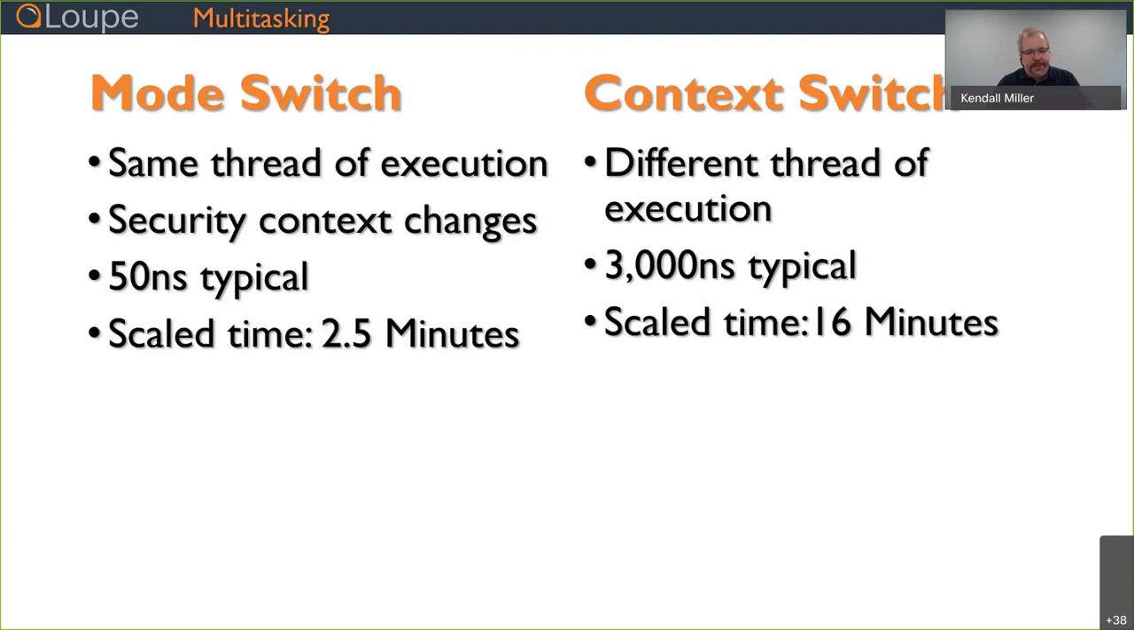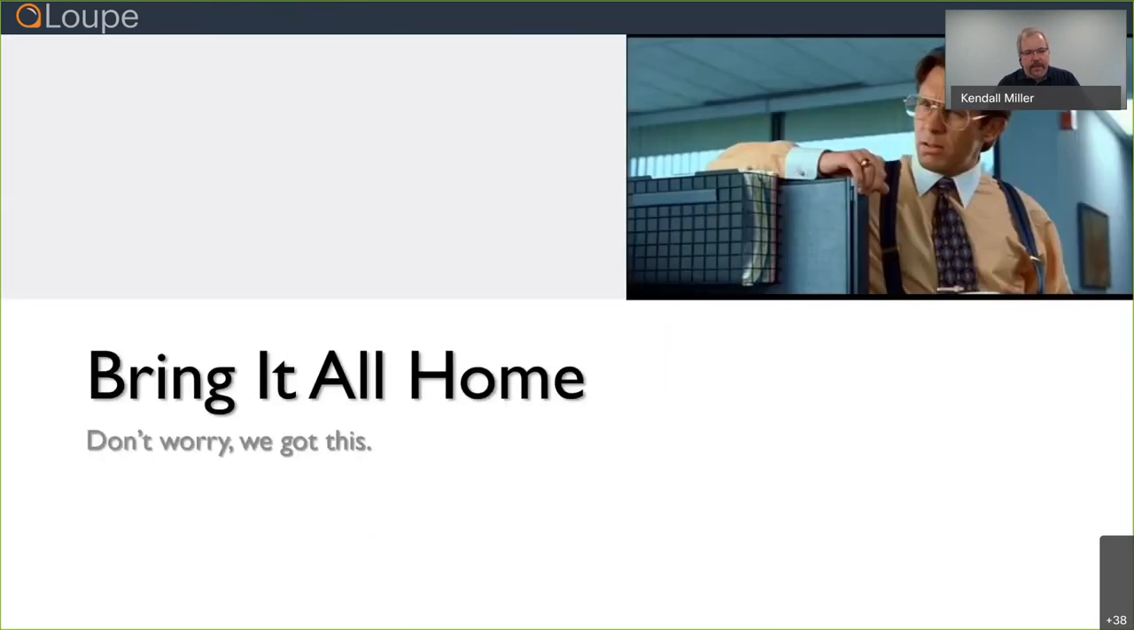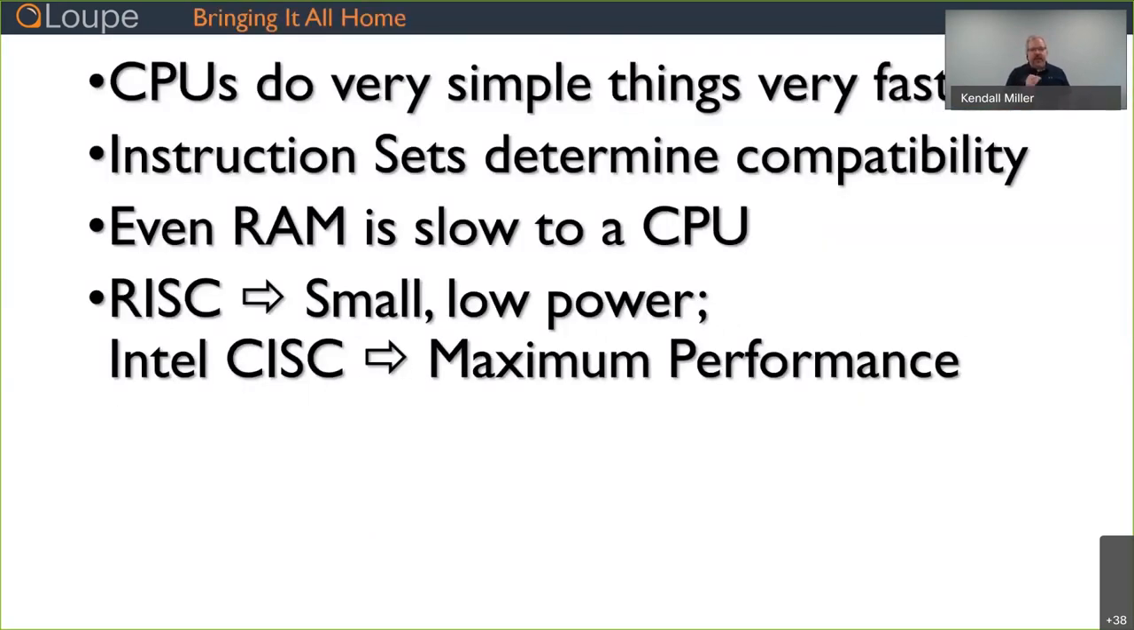Let me hit the summary then. Very simply, CPUs do simple things very fast. They're the opposite of people. They're stupid, but very fast at being stupid, whereas people are very slow, but can think through very complicated phenomena. The instruction set is what determines that compatibility. What we talked through today was the Intel instruction set. ARM instruction set looks a little different.